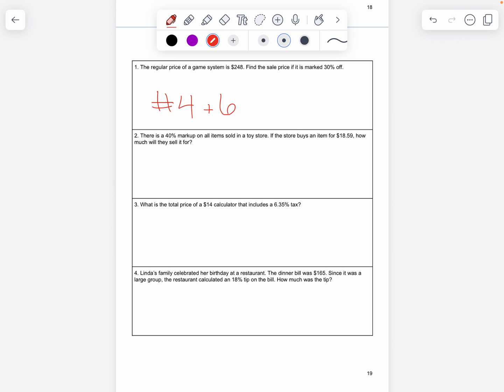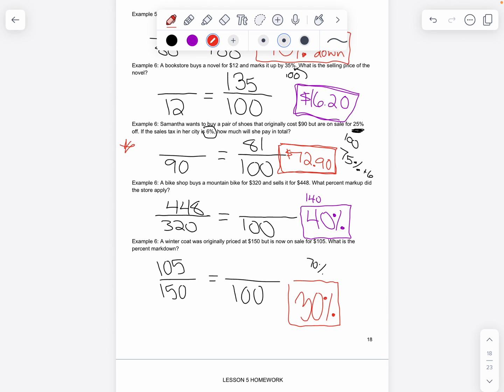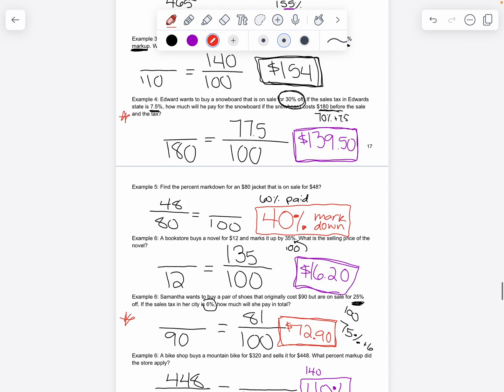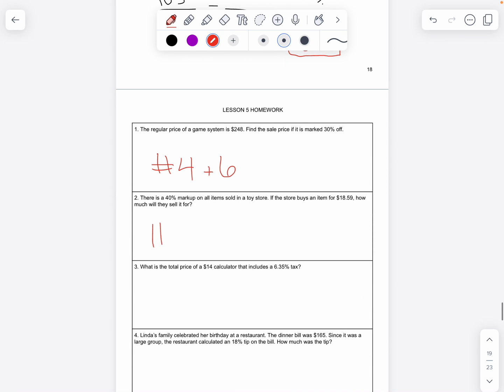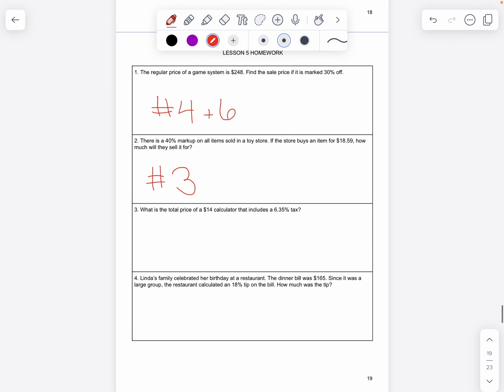Number 2 talks about a markup. If you need help with that one, a good one to look at would be example 3. So find the ones that are similar, go back, practice solving them, and make sure you ask for help if you're struggling.